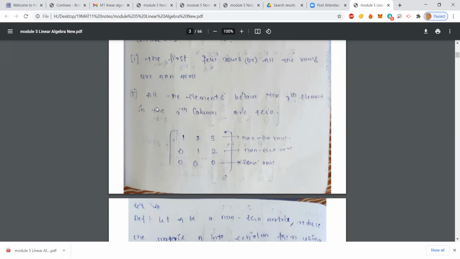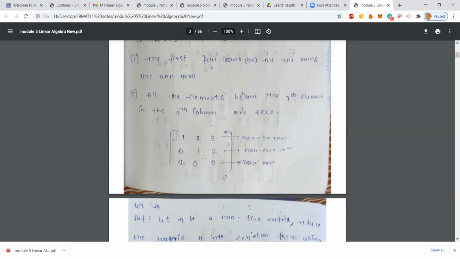Then the second condition is that all the elements below the rth element in the rth column should be 0. What this means is, first consider the first column, first element, below which all should be 0. Next, go to the second column. Consider the second element, below which everything should be 0. Then consider the third column, the third element, below which nothing is there. No need to check. So you need to check each column.